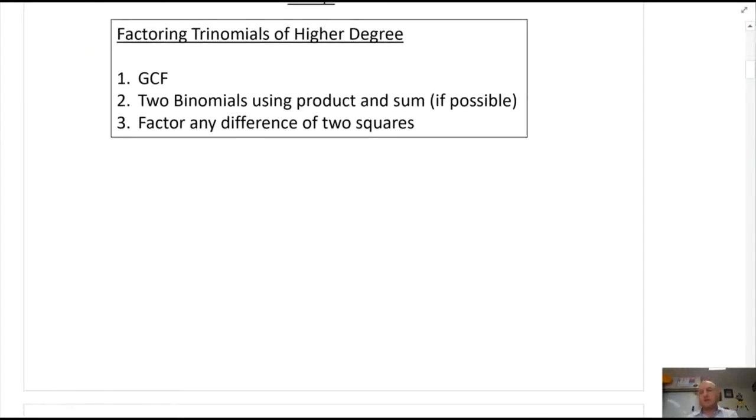first to look for a GCF. It's important that we look for a GCF first because it will simplify or reduce the trinomial that we're working with. Secondly, we'll want to factor the trinomial into two binomials using the product and sum method, and I'll refresh your memory on what that is today. And then thirdly, we'll factor any difference of two squares from our binomials if that is applicable.